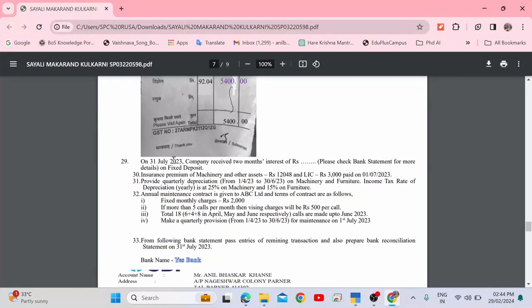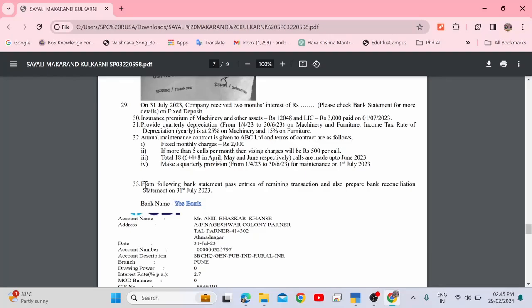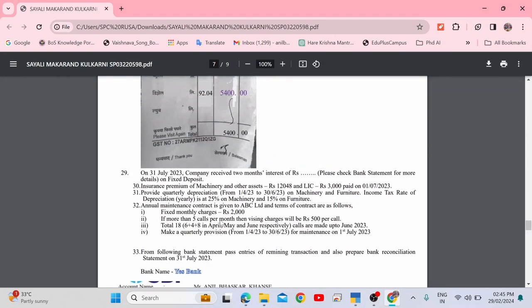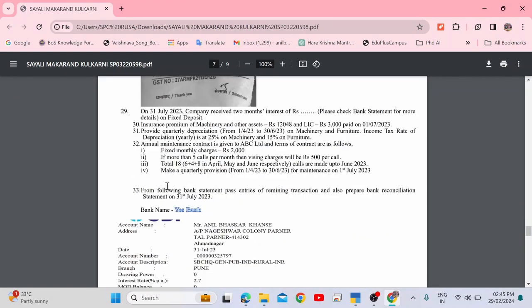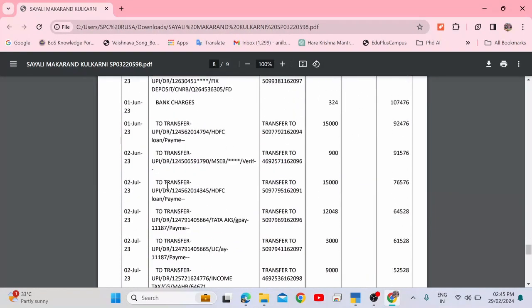And then finally next, on 31st July, company received 2 months interest. Please check the bank statement for more details on fixed deposit. आपको क्या मिला है? इंटरेस्ट मिला है FD पे, तो बैंक स्टेटमेंट चेक करना है. तो बैंक स्टेटमेंट नीचे दिया है, तो फिर येस बैंक का ये बैंक स्टेटमेंट है. तो कौन से डेट को आपको इंटरेस्ट मिला है वो बोल रहा है ऑन 31st जुलाई. तो चेक बैंक ऑन 31st जुलाई.